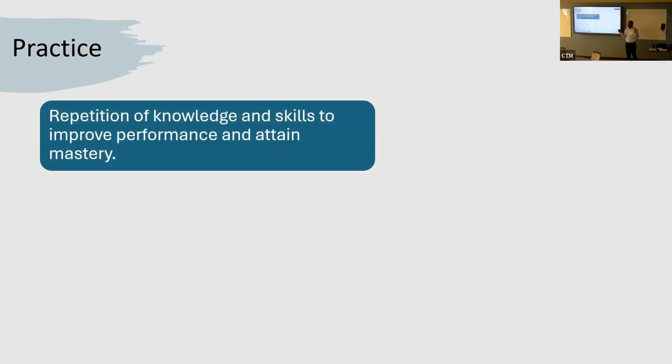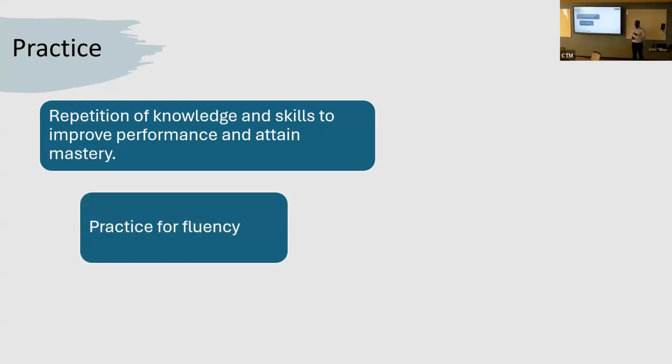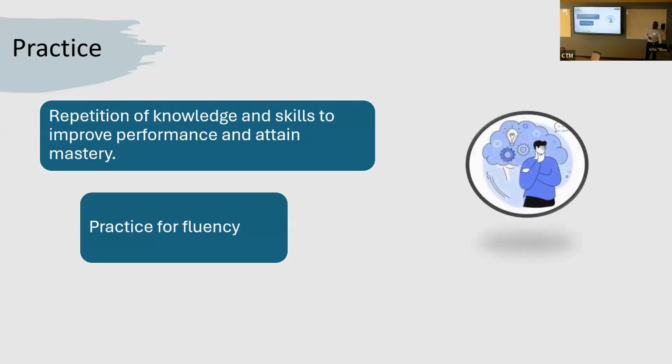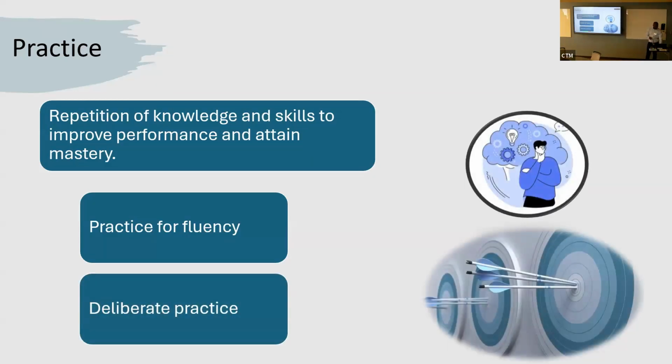Which is practice. Now, practice, what's that? It is a repetition of knowledge and skills, which is aimed at improved performance and mastery, right? So the key word for practice is repetition. We keep doing it several times. We keep having multiple attempts at it so that we can improve performance and attain mastery. Now, there are two types of practice. We have practice for fluency and deliberate practice. These we will talk about in a few seconds.